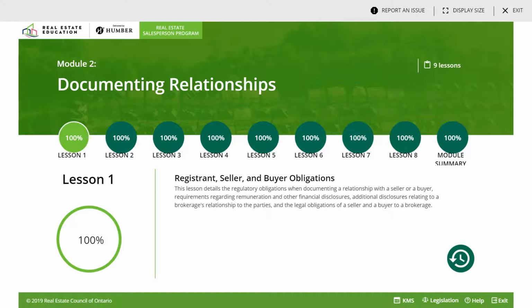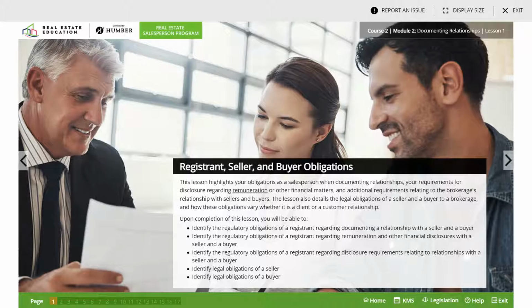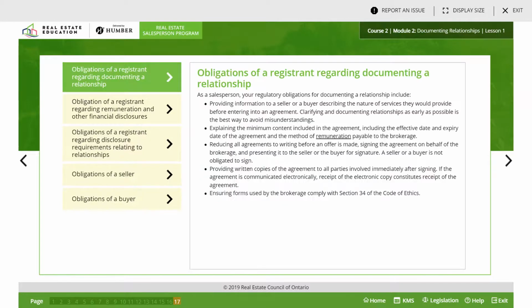This is Rabid, and we are summarizing Module 2 of Course 2 of the Real Estate Salesperson program in Humber. So let's not waste any time and let's get right to it. Lesson 1, we're going to click on it and go straight to the summary because that's what we want to do right now. So let's summarize lesson 1, module 2.